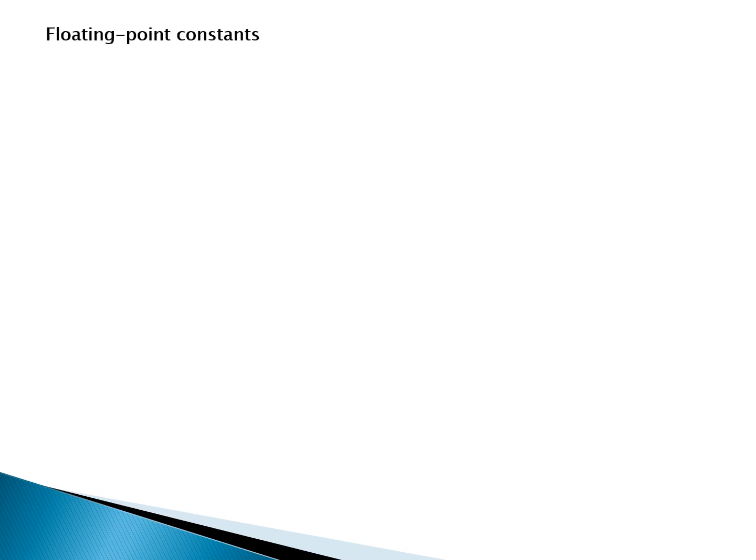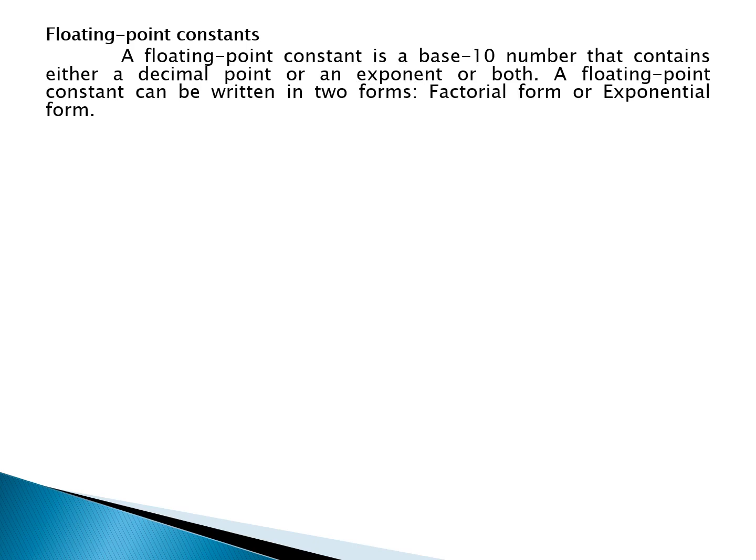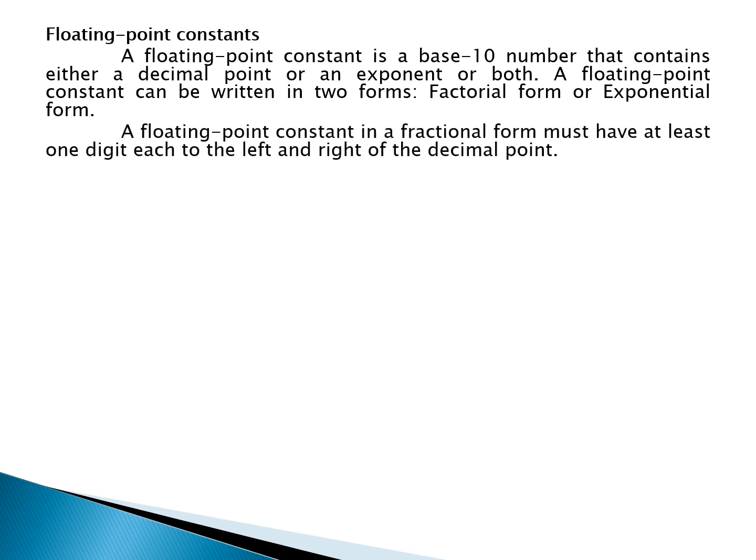Then floating point constants. Integer constants we use only for whole numbers, but when we want real numbers, that is numbers with a decimal point, then we need floating point constants. A floating point constant is a base 10 number that contains either a decimal point or an exponent or both. A floating point constant can be written in two forms: one is the fractional form, another one is the exponential form.